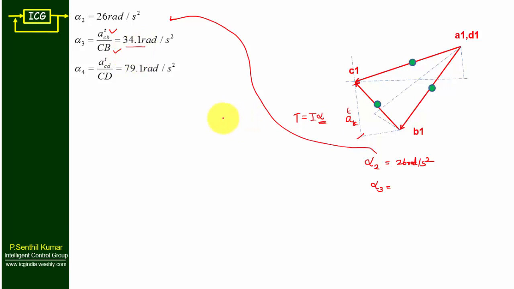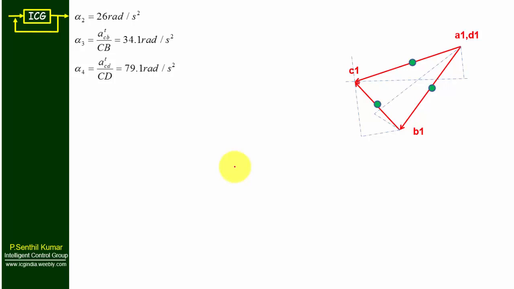Then we need the angular acceleration of CD. So this is A tangential of CD. Measure A tangential of CD divided by CD, and you will get 79.1 radian per second squared. So this is how you can find the angular acceleration of each link using the acceleration diagram. This is the reason why we are drawing the acceleration diagram. So let me erase everything.